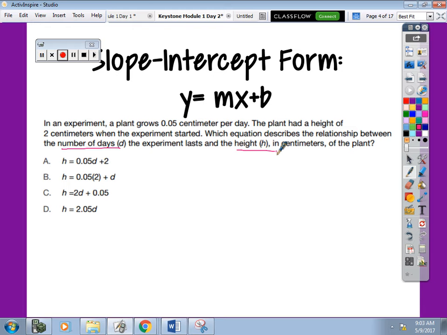A, very good. Again, the key thing here is that this is a rate. The 0.05 is a rate per day. Remember, per also usually means multiplication. So that would be this. And our y-intercept was 2. It started at 2, and then it's increasing 0.05 every day.